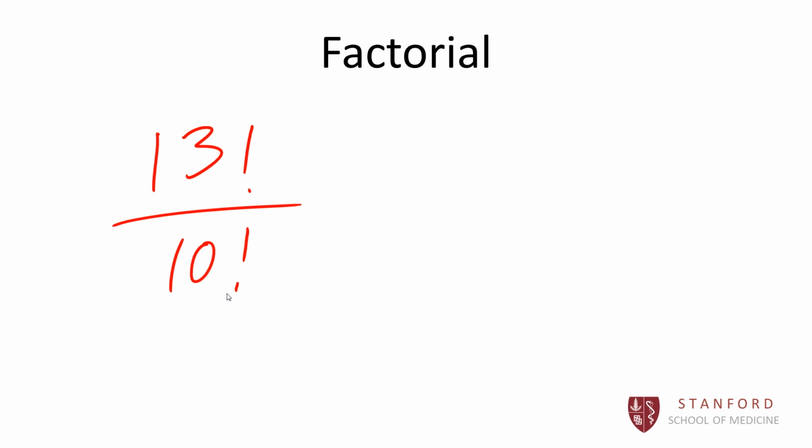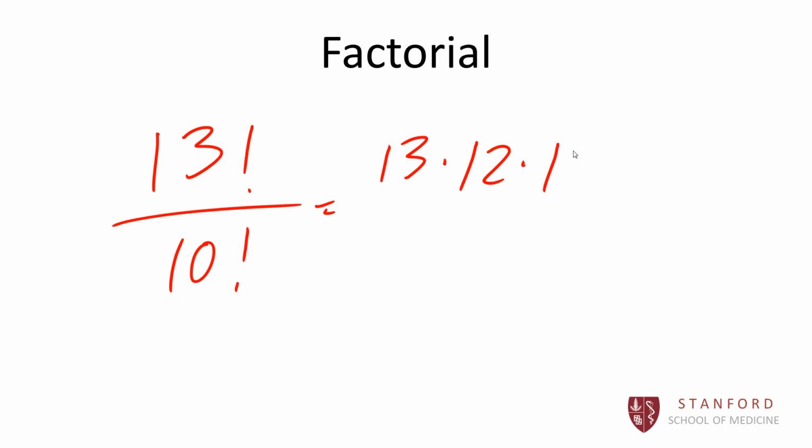Before we move on to summations, one last thing I want to go over with factorials is a trick for how to simplify them. Let's say you come across a problem, 13 factorial divided by 10 factorial. Because you know the definition of a factorial, you're thinking to yourself, gosh, these are going to be really large numbers. I'm going to have to multiply 13 times 12 times 11 times 10 all the way down to 1, and do that again on the bottom.